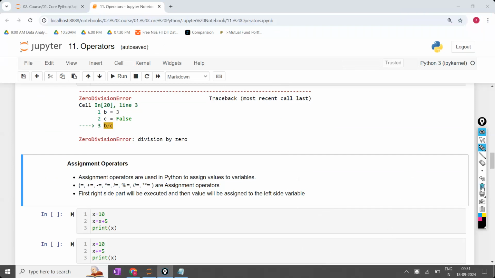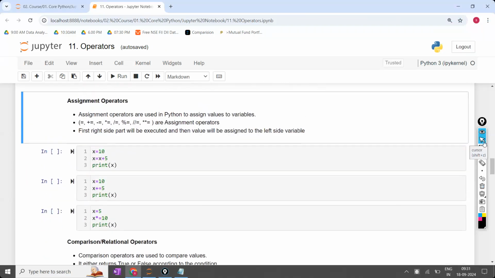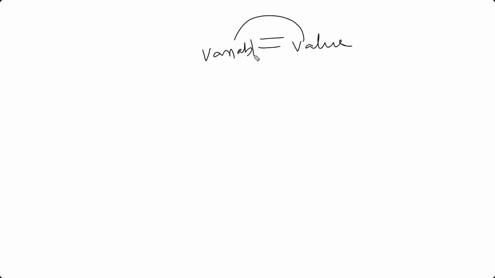Next, coming to the assignment operators. The next type of operators are called assignment operators. Now what is meant by assignment operators? Only one operator is there, called equal to. This is the only symbol. One and only symbol, equal to. What it does is assign a value to a variable on the left side. Assignment operator means assigning. So here we are having only one symbol, equal to.